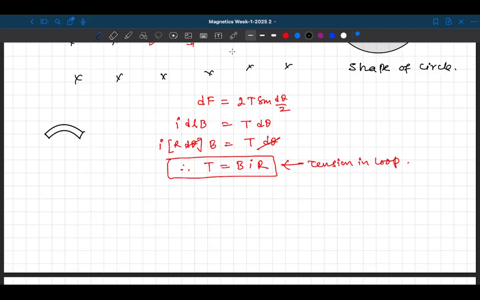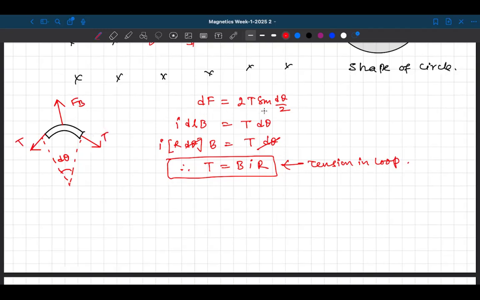This is the small element. And on this small element, you have these two tension forces. This is a very small angle d theta. And this is your FB. This is tension, this is tension.